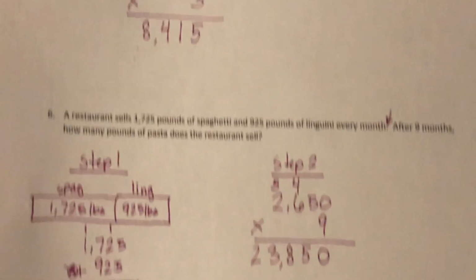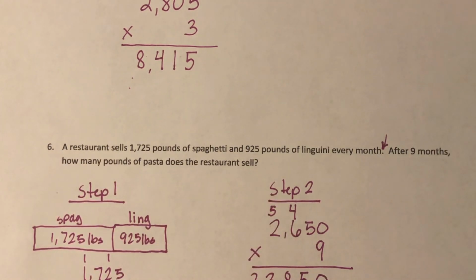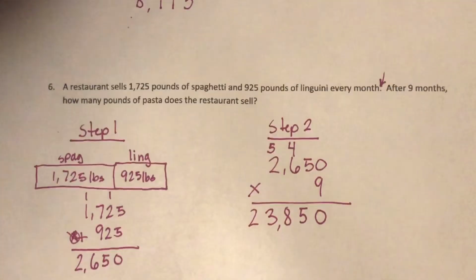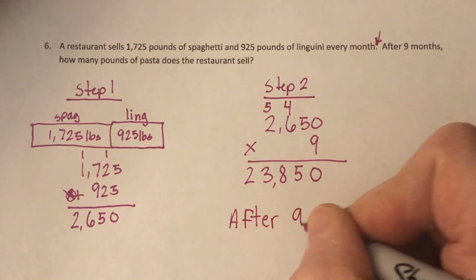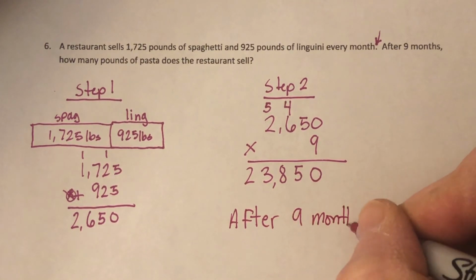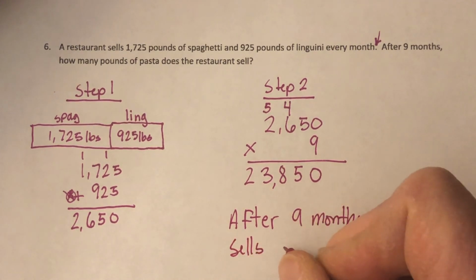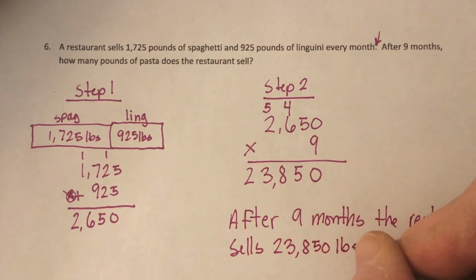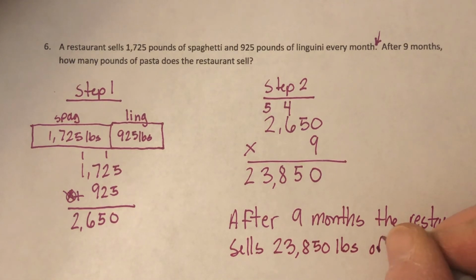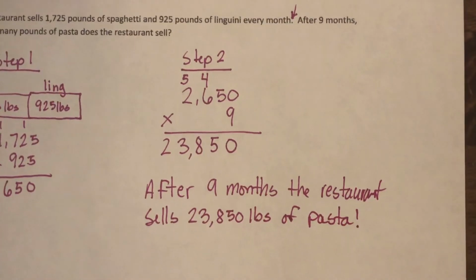Let's look at our question again. Our question says, how many pounds of pasta does a restaurant sell? That's pounds. 23,850 is pounds. So, after 9 months, the restaurant sells 23,850 pounds of pasta. I'll put an exclamation point there because that's an exclamation.